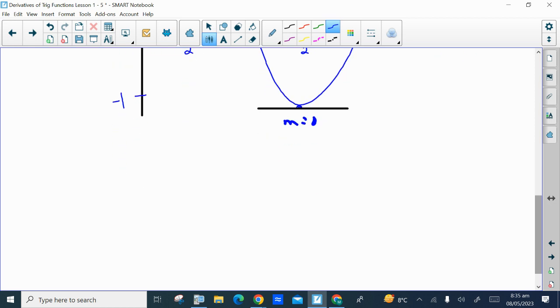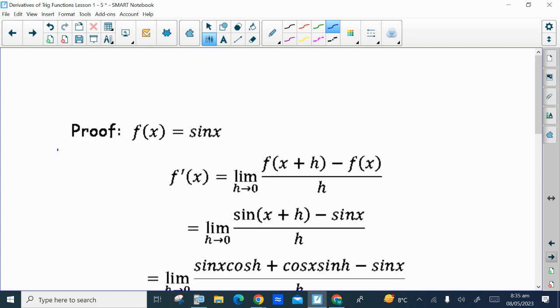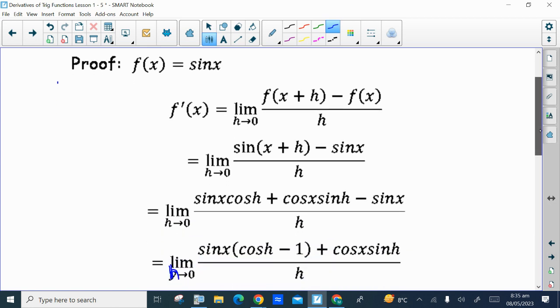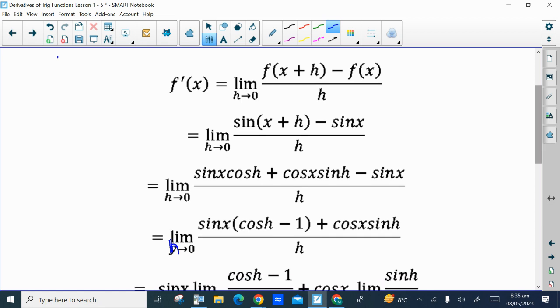That leads us to believe that perhaps if f of x equals sine theta, then perhaps f prime of x is equal to the cosine of theta. And we'll put a question mark after that. And so what we have here on the next page is the proof to see that that is actually true. So we'll go through this.